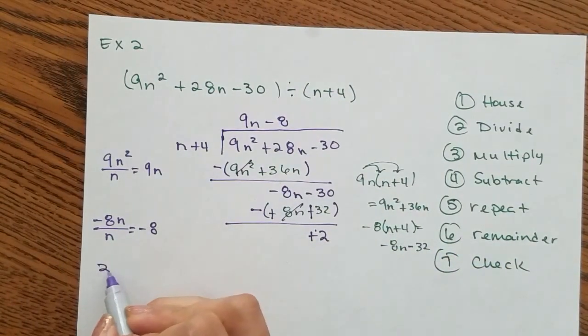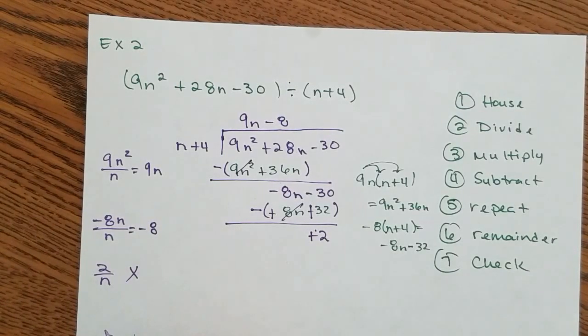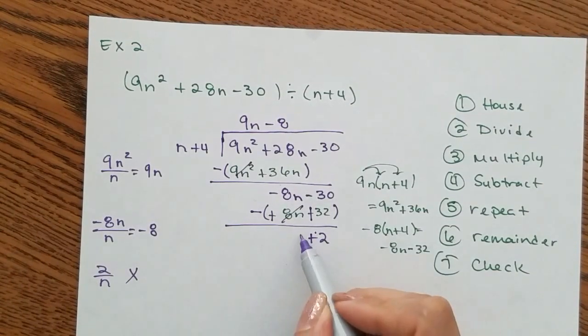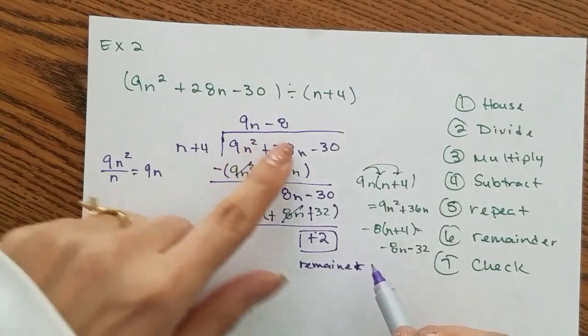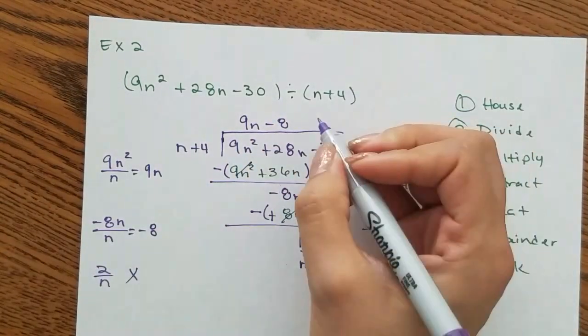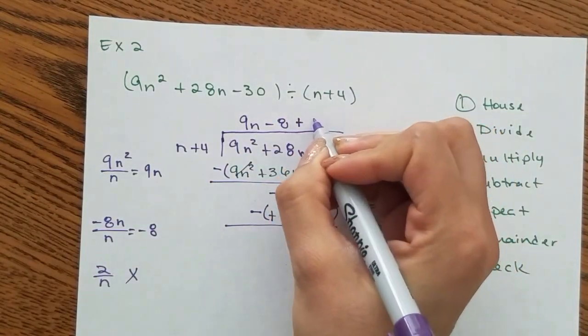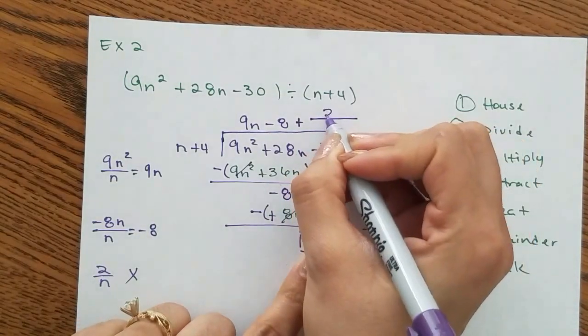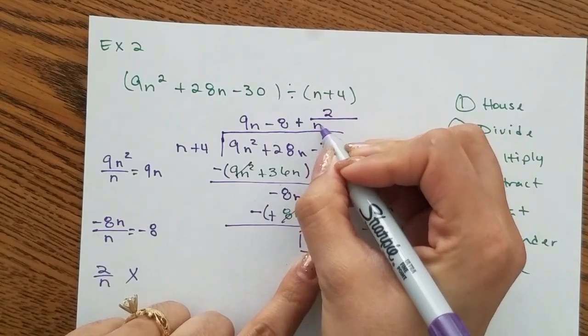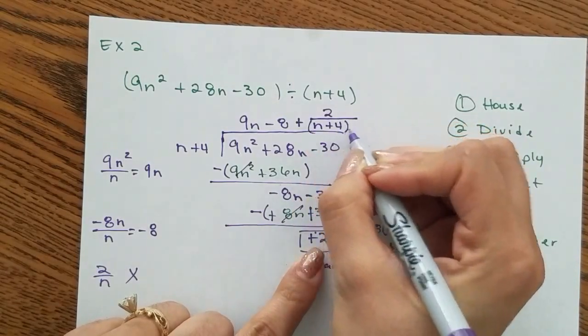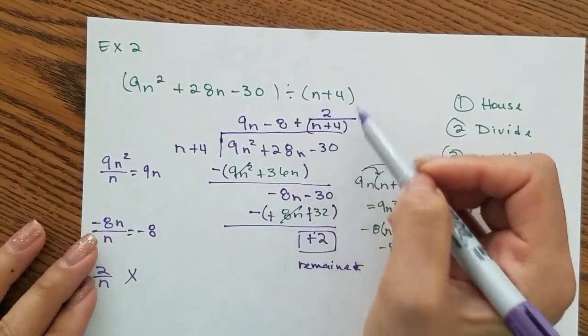Now, you cannot divide 2 by n, okay? That's not going to happen. So what you have now is your remainder. That is going to come up as part of your quotient as a fraction. So you have plus whatever your sign is. The 2 goes in the numerator, and your divisor is going to be your denominator, n plus 4. You always, always, always have to put this in as a fraction.